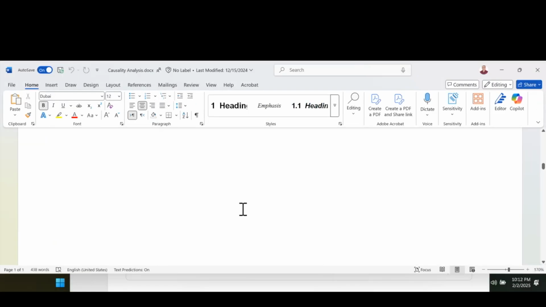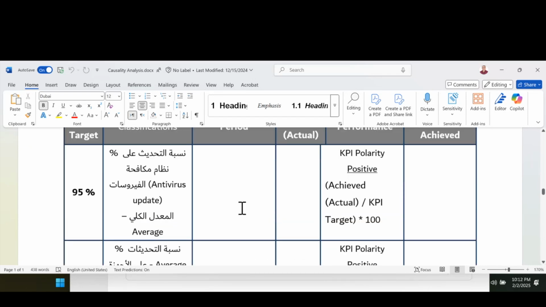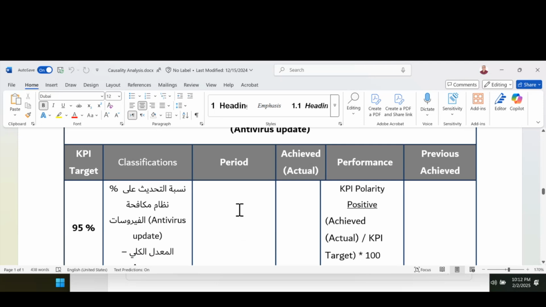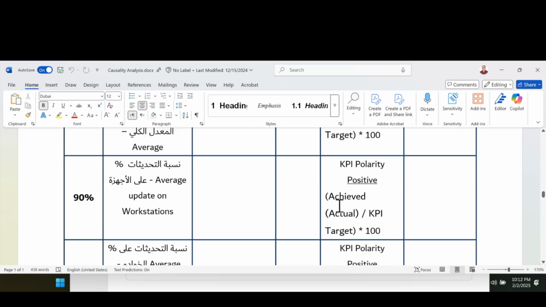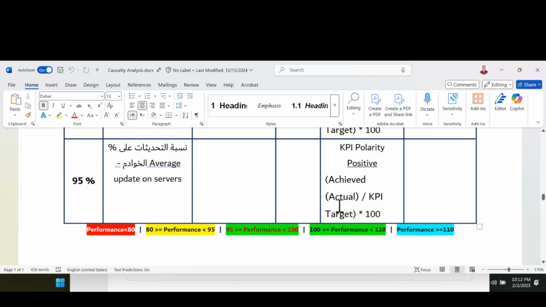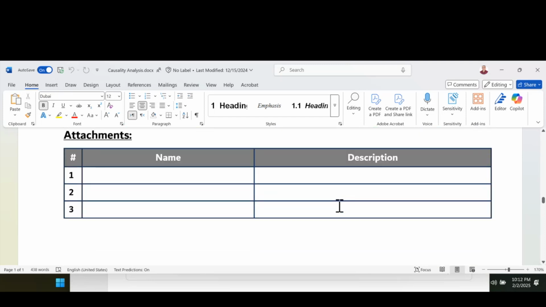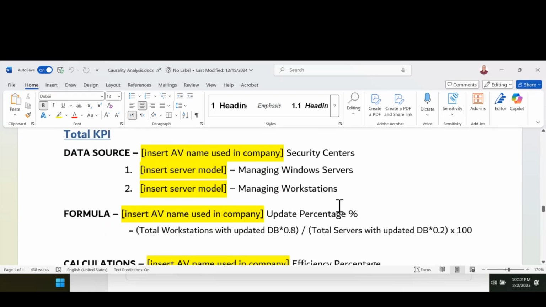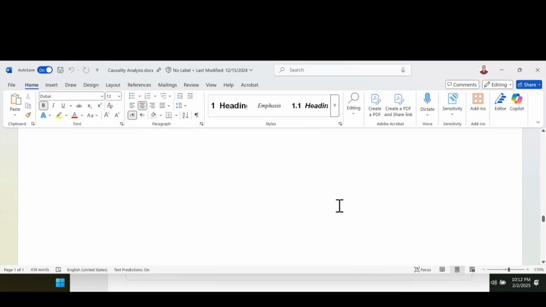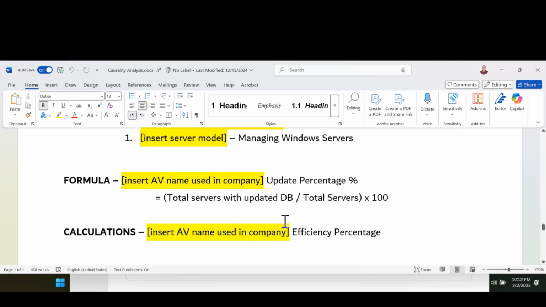It's a report that explains why we didn't achieve the goal. What is the goal of the antivirus? What was it last month, and next month? Why didn't we achieve the goal? You write down the root cause, the corrective actions, and the preventive actions. It's a very, very useful report.